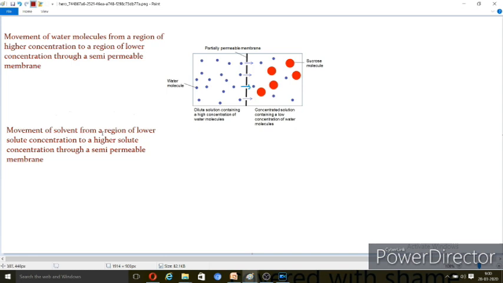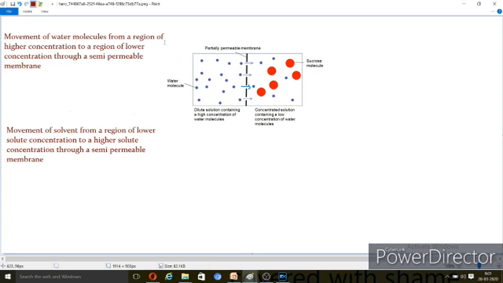So osmosis is the movement of solvent from a region of lower solute concentration to a higher solute concentration through a semi-permeable membrane. In the first case we are talking with the help of the solvent, or the water, and in the second case we are talking from the point of view of the solute, this red color one. Here there is a small amount of solute and here a high amount of solute. So the water, or the solvent, started moving from lower solute concentration to the higher solute concentration.